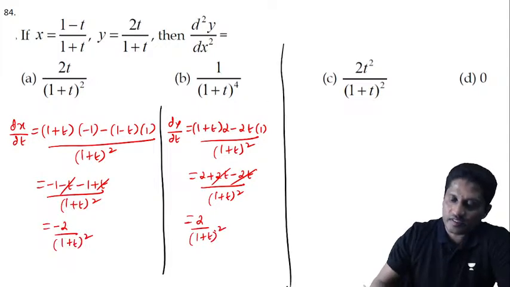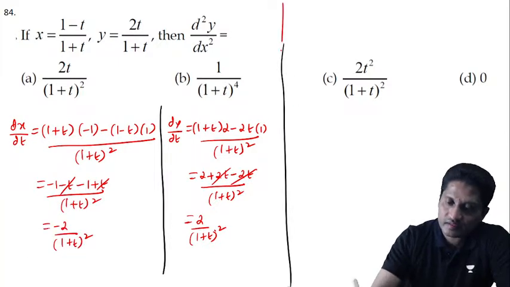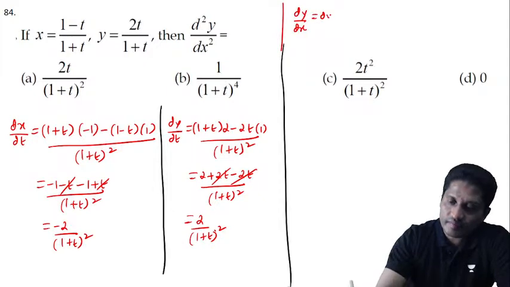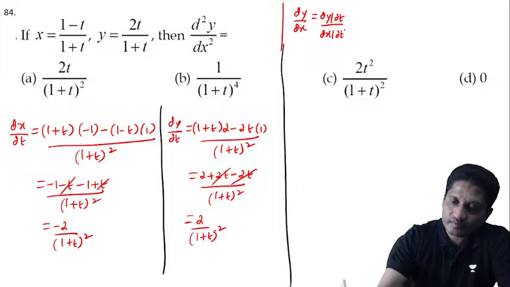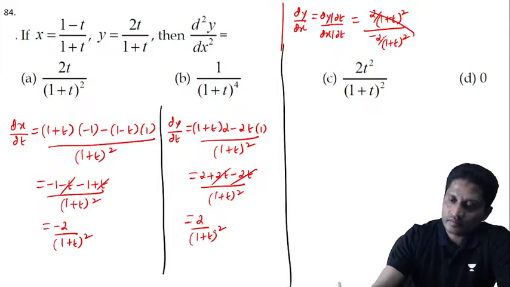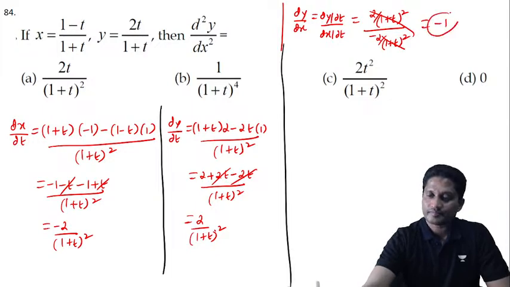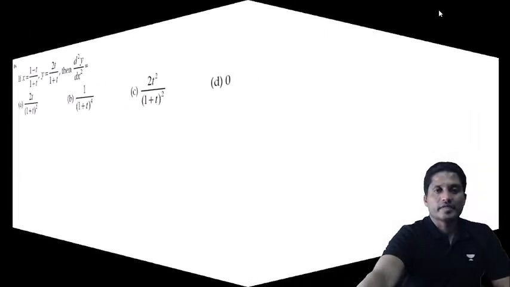Okay, now if I divide this, dy by dx is equal to dy by dt divided by dx by dt. dy by dt is 2 divided by (1 plus t) the whole square. dx by dt is minus 2 divided by (1 plus t) the whole square. Both will cancel, you get minus 1. Let's do one more question.